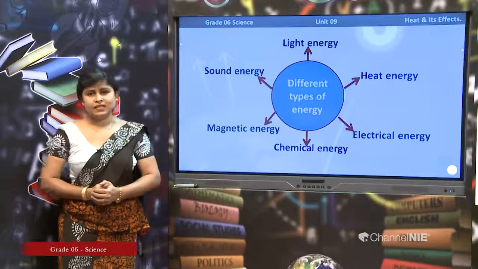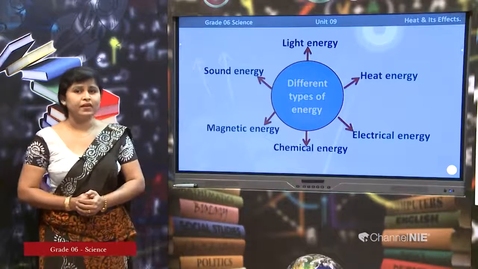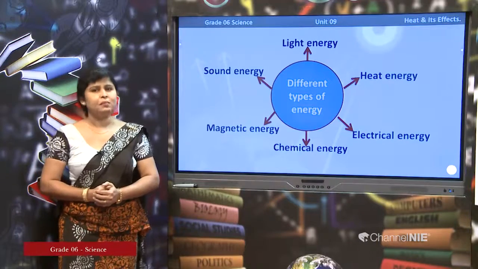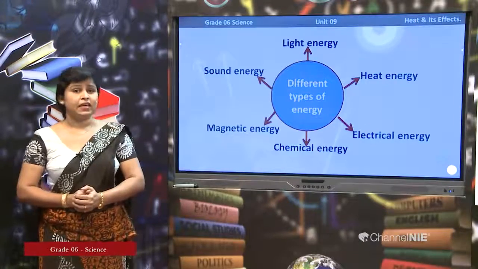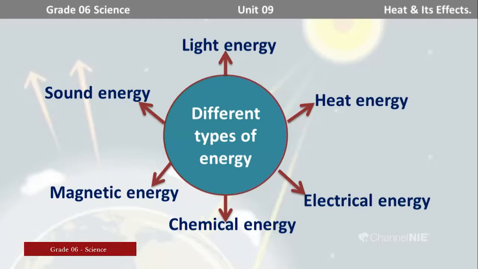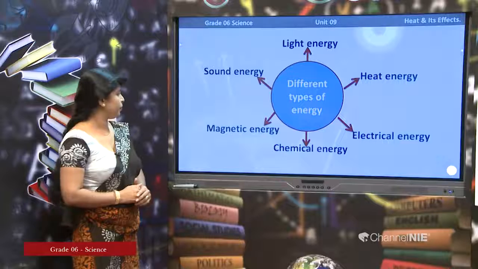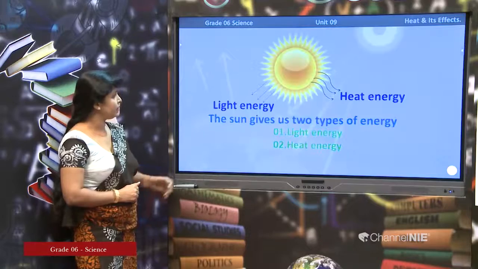Right. In a previous lesson, you have learnt about different types of energy. What do you mean by an energy? An energy does not have a mass and it does not occupy a space. There are different types of energy. Now, I am going to summarize that. Light energy, sound energy, magnetic energy, chemical energy, electrical energy and heat energy. Then out of these energy types, we are going to talk about heat energy. Heat is a type of energy.